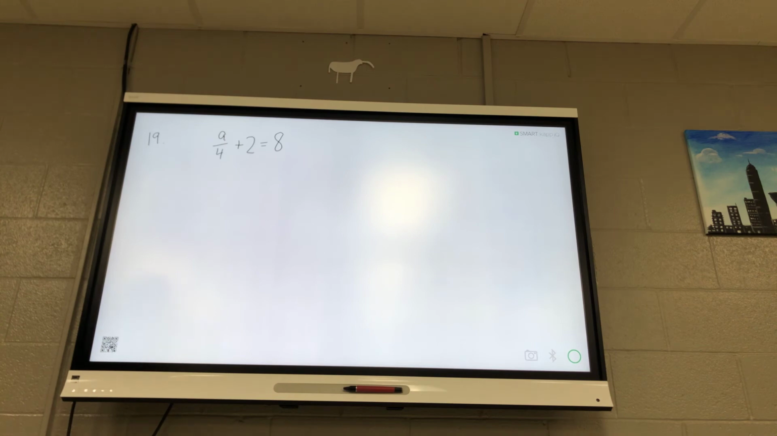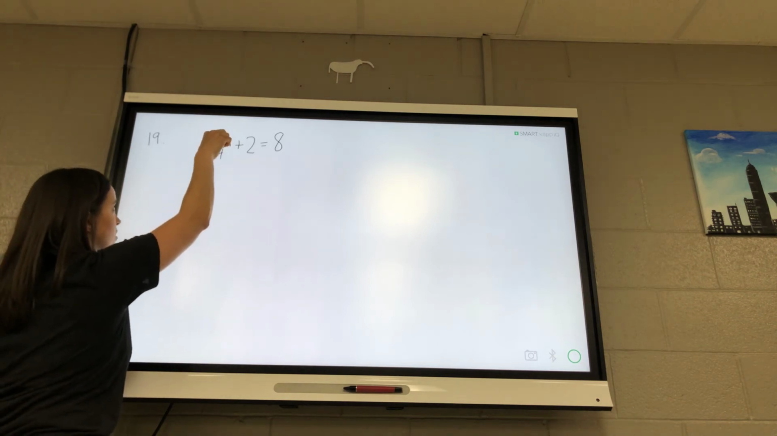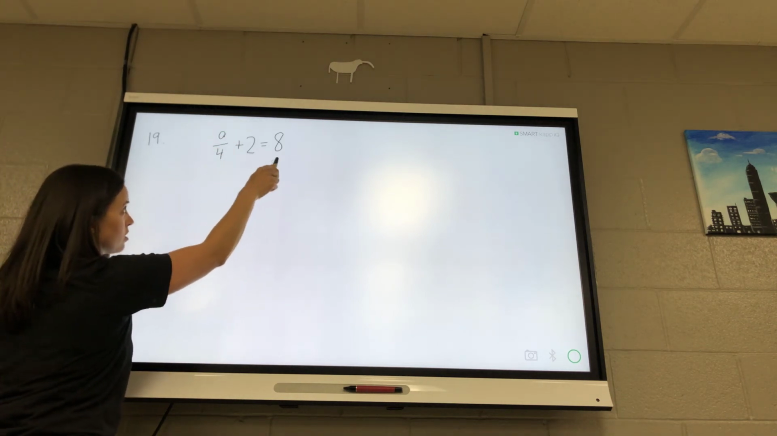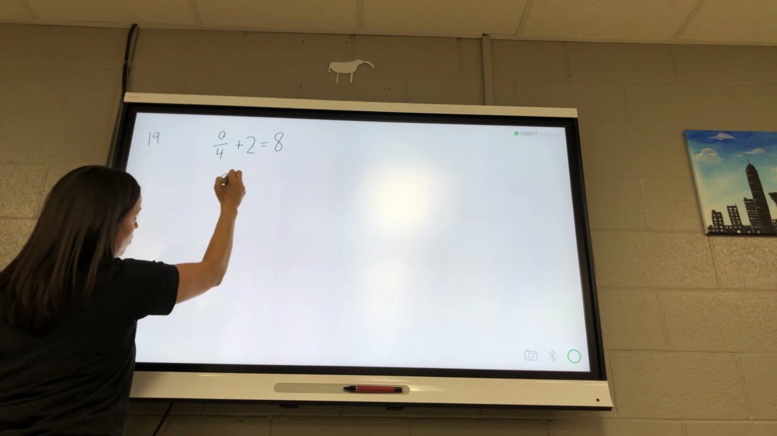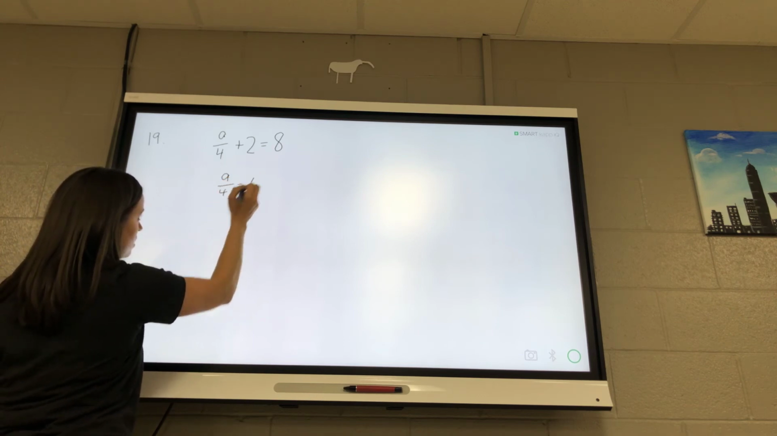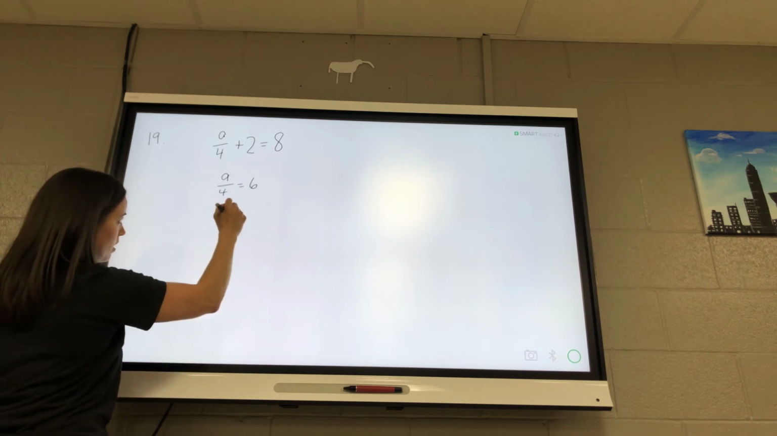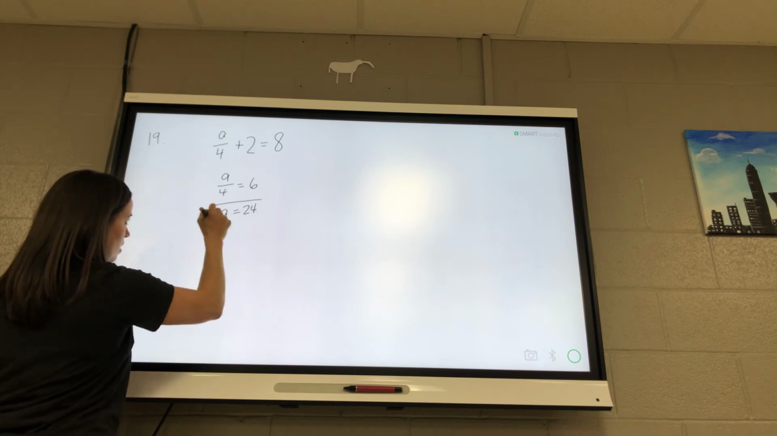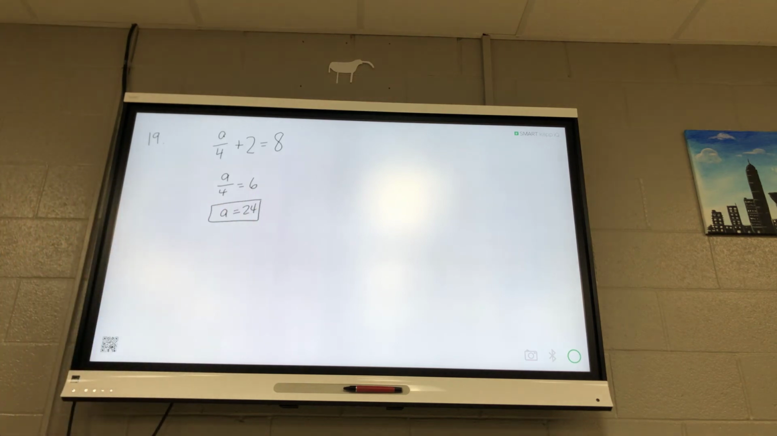Okay, so we're solving for a. That kind of looks like a 9, but it's an a. Take our 2 to the other side, so we have a over 4 equals 6. Multiply by that 4, so a equals 24. Do you understand now, Boone? I understood from the start.